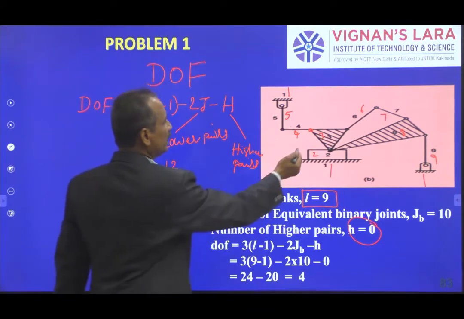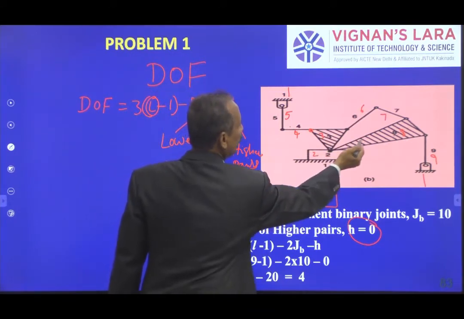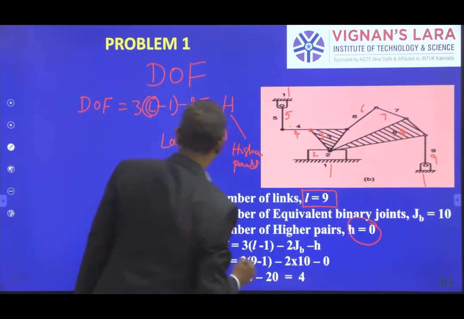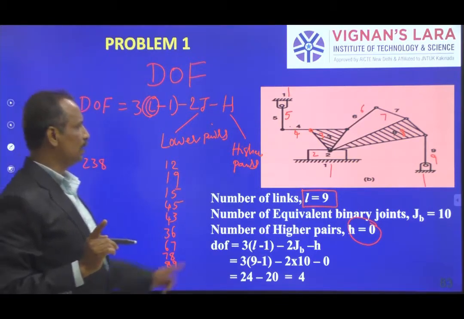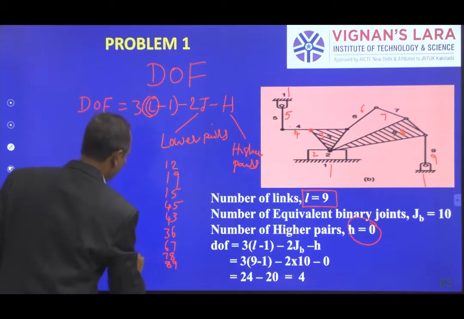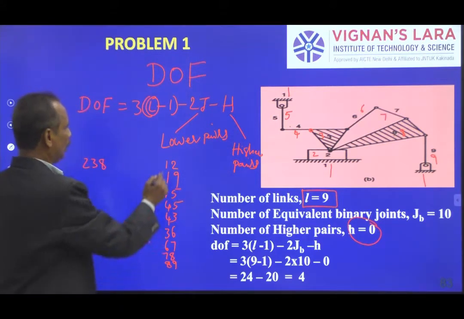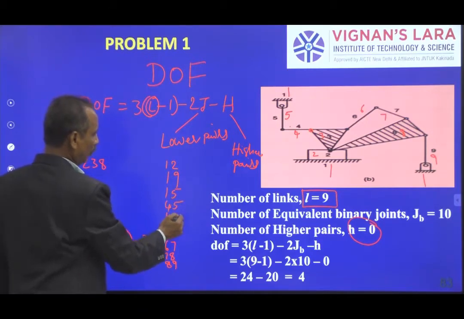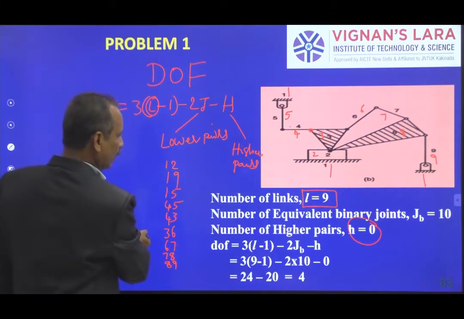Then coming to this one, 2, 3, 8. This is a ternary pair. One ternary pair is equal to 2 binary pairs. That means I can take it as 2, 3 and 2, 8. So these are 2 more. Let us count how many in all: 1, 2, 3, 4, 5, 6, 7, 8, 9 and 10.